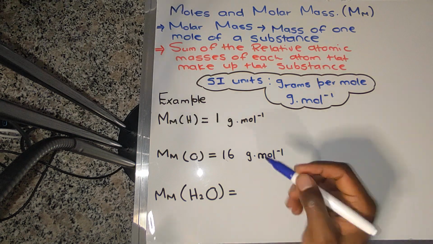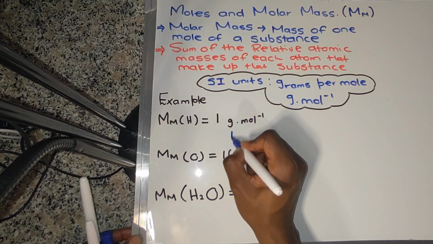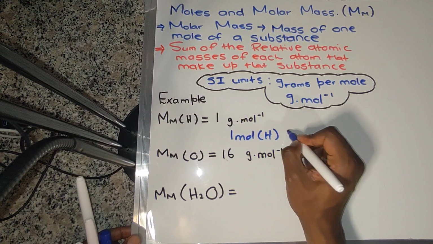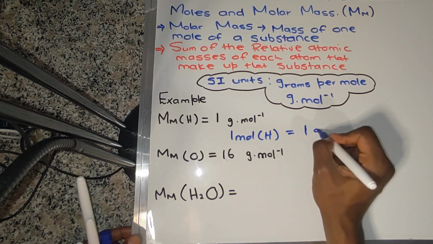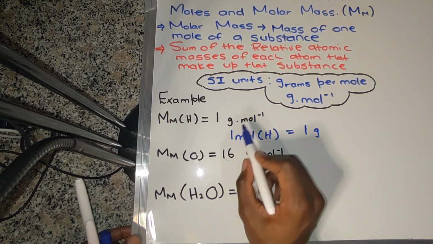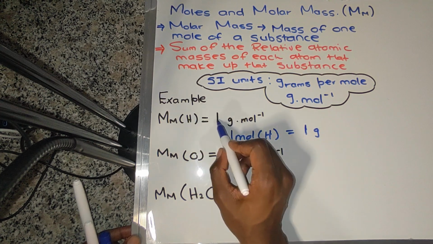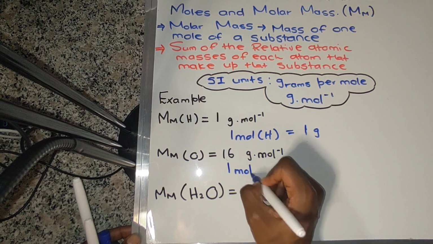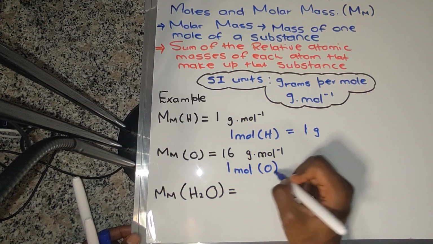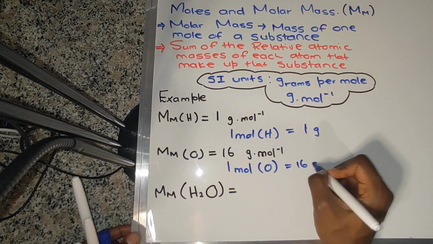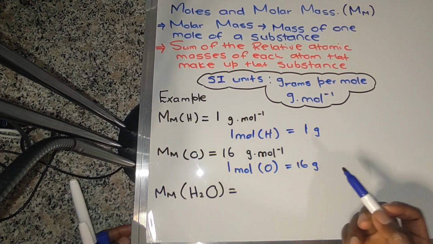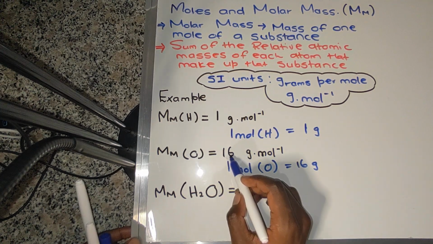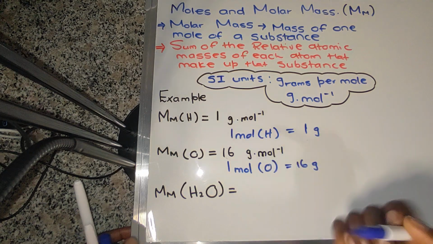And then let us try to interpret what these molar masses are giving us. This simply means that 1 mole of hydrogen will weigh 1 gram. And again, this means that 1 mole of oxygen will weigh how many grams? 16 grams. That is why it's called a molar mass, because it's a mass of 1 mole.